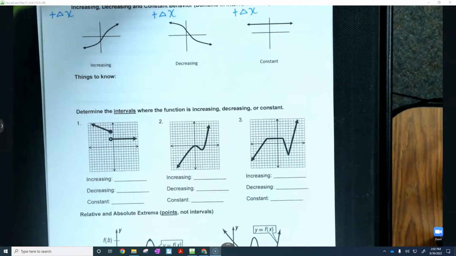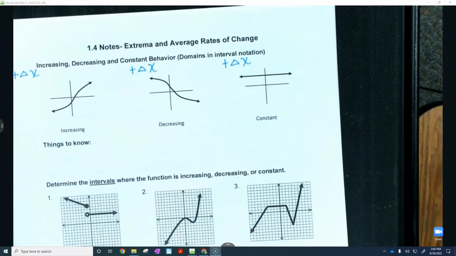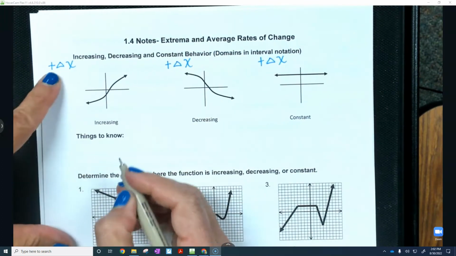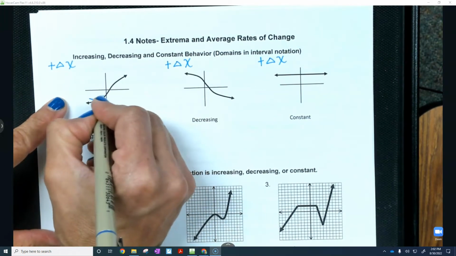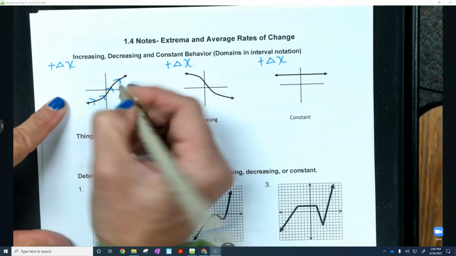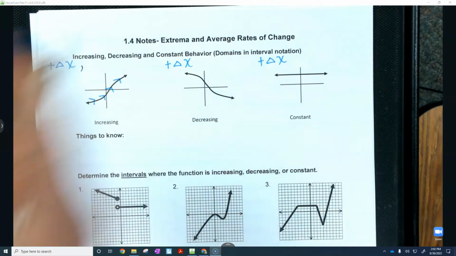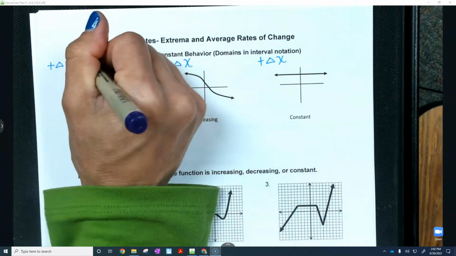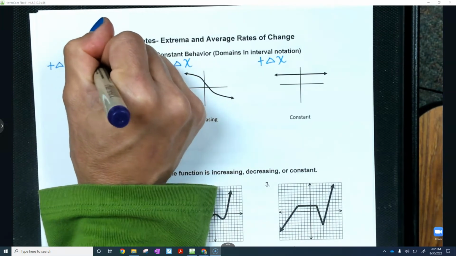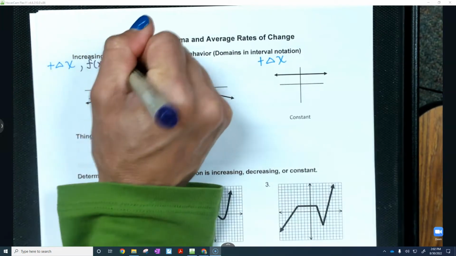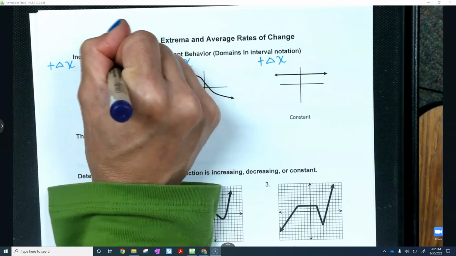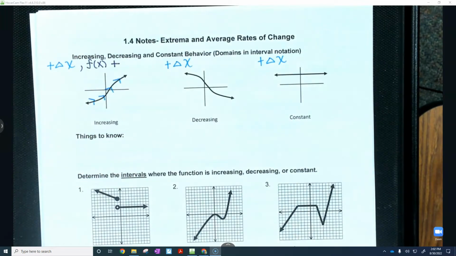So for this first piece right here, let me organize my work here. If I'm walking from left to right, I would be walking up the graph. My y values are getting bigger. But remember, we're in a function-based class, so we have to say the value of the function is getting bigger. As the x's change positively, the values of f of x are getting bigger.